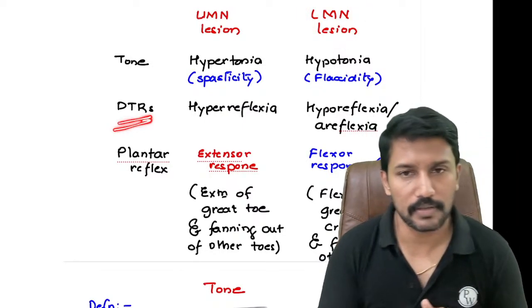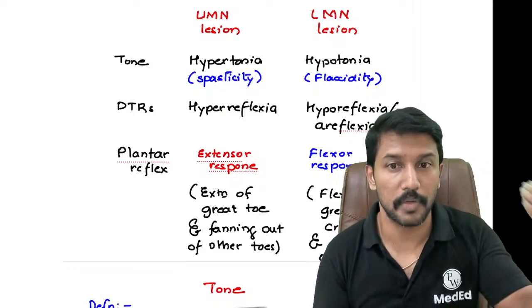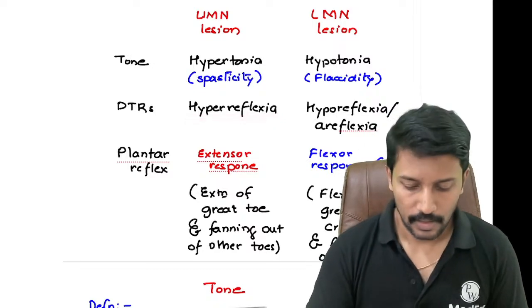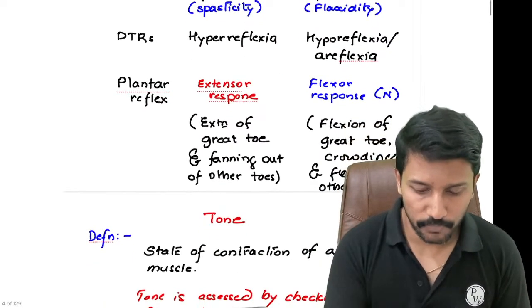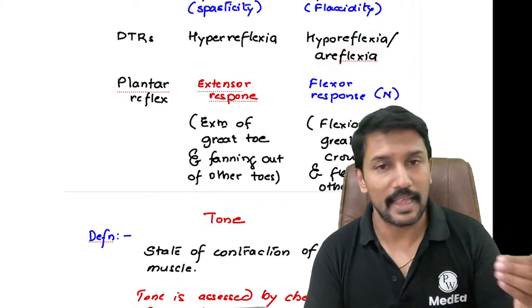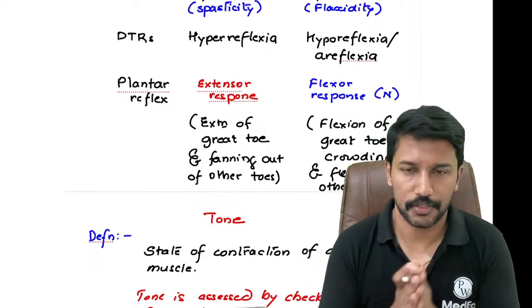Then deep tendon reflexes: with damage to the upper motor neuron, the suppression is gone, and reflexes will become exaggerated. This is what we call hyperreflexia. And the lower motor neuron is responsible for reflexes, so if there is damage, we will have hyporeflexia or areflexia. Reflexes are abolished or diminished.